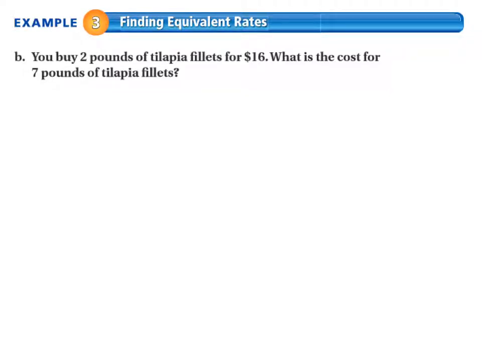Example 3b. You buy 2 pounds of tilapia fillets for $16. What is the cost for 7 pounds of tilapia fillets? Okay, we're going to do this similarly to the other one. You could actually use a double number line for this if you wanted to. I'll show you how to do that.